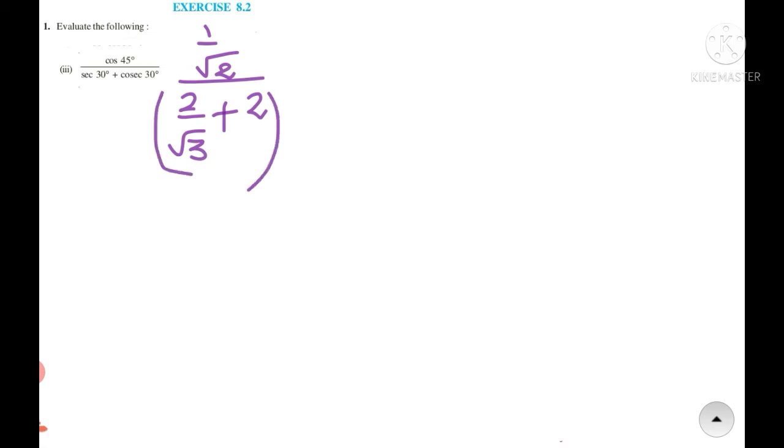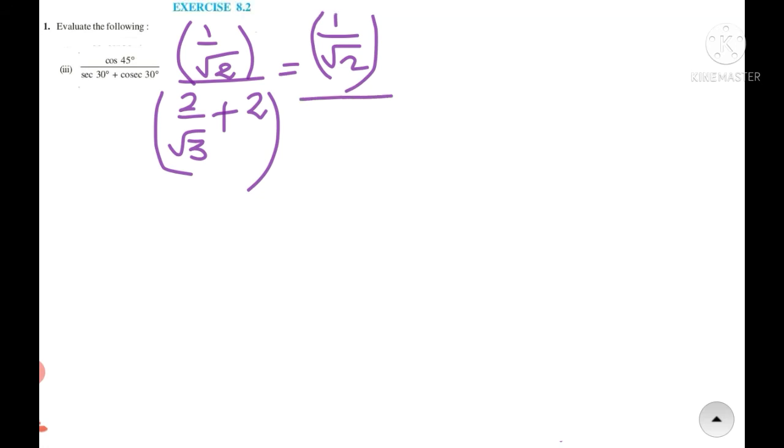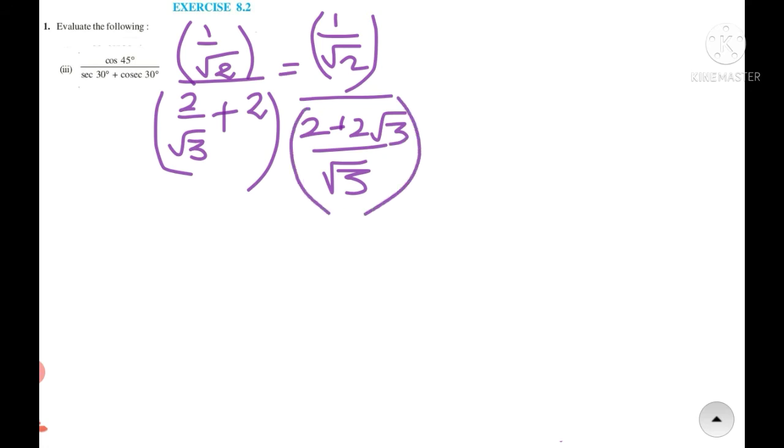Let's put in the values for third part. Cos 45 is 1 by root 2 divided by secant 30, which is reciprocal of cos 30 which is root 3 by 2. So secant 30 will be 2 by root 3, plus cosecant 30 is reciprocal of sine 30 which is 1 by 2. So cosec 30 will be 2. Give your numerator and denominator a separate bracket when they are involving a double upon sign. Now 1 by root 2 is already in simplified form. But let's simplify the denominator. If I take root 3 LCM, I get 2 plus 2 root 3. Again I am giving a double bracket.